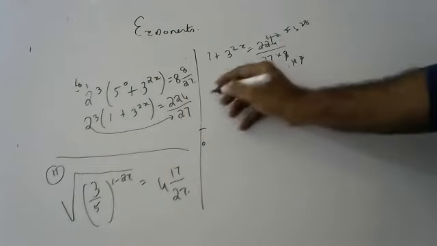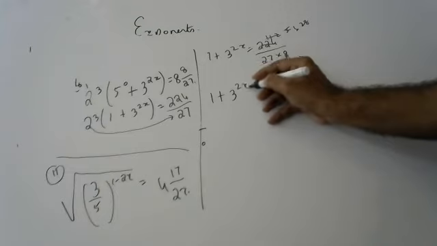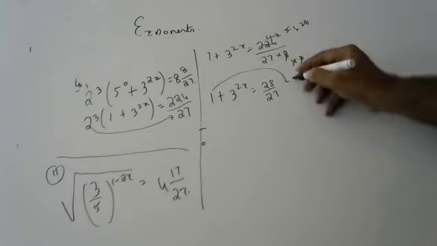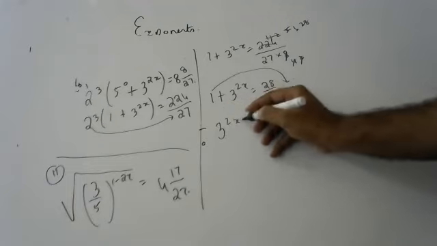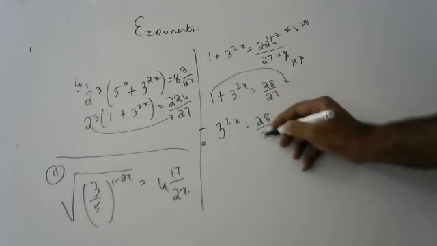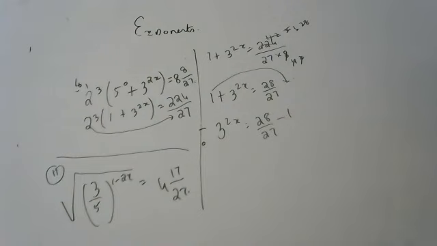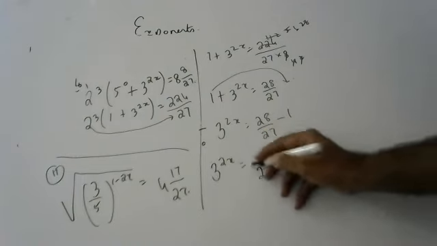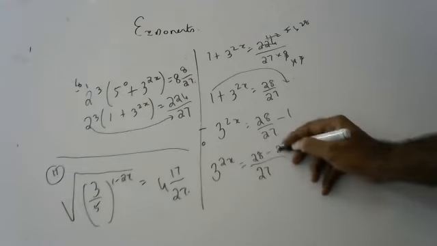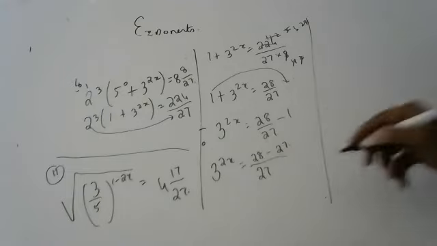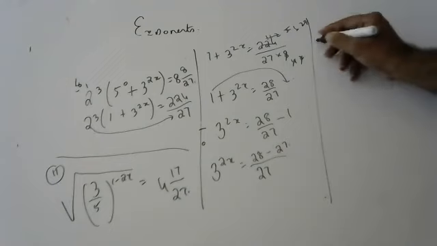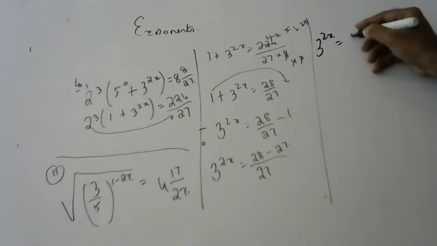Okay, children. 1 plus 3 to the power of 2x is equal to 28 by 27. I will bring one here. So 3 to the power of 2x is equal to 28 by 27 minus 1. 27 is the LCM. 28 minus 27. Very good. 3 to the power of 2x is equal to 1 by 27.